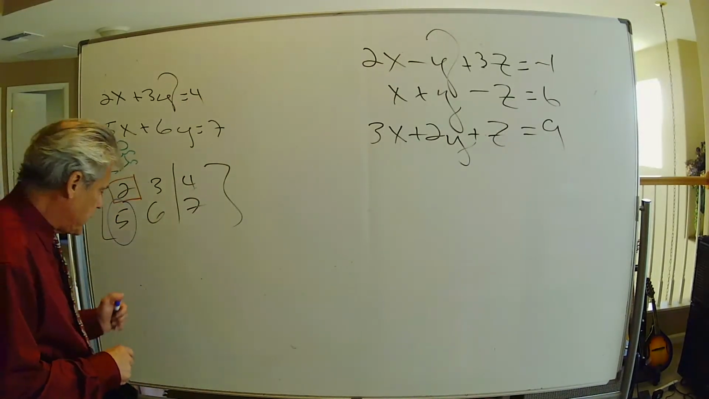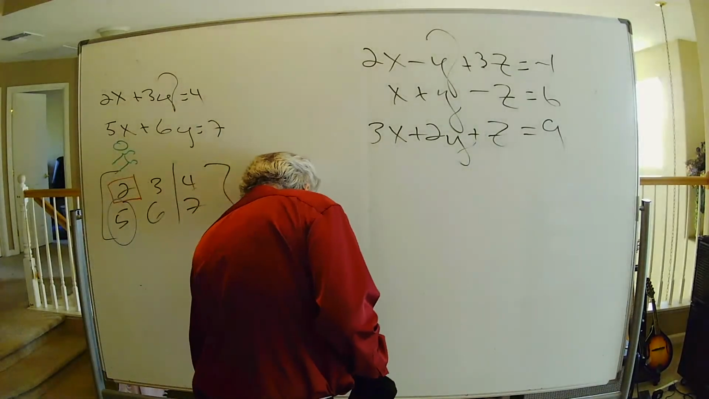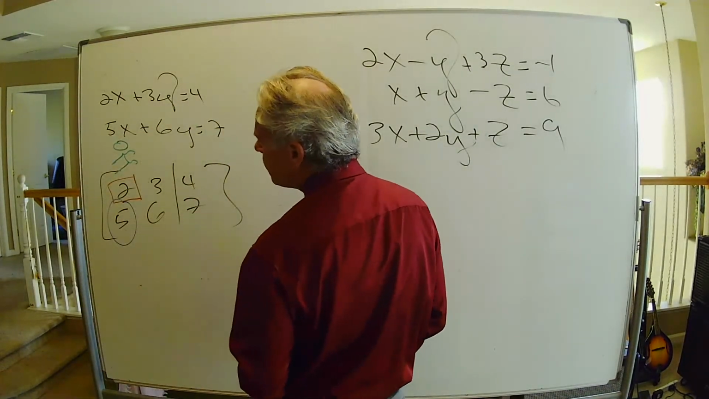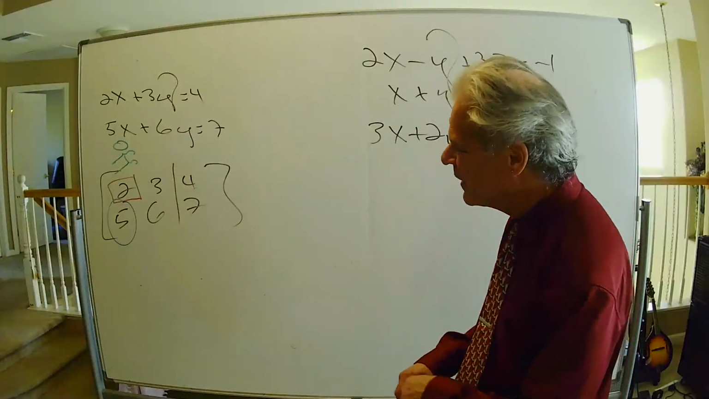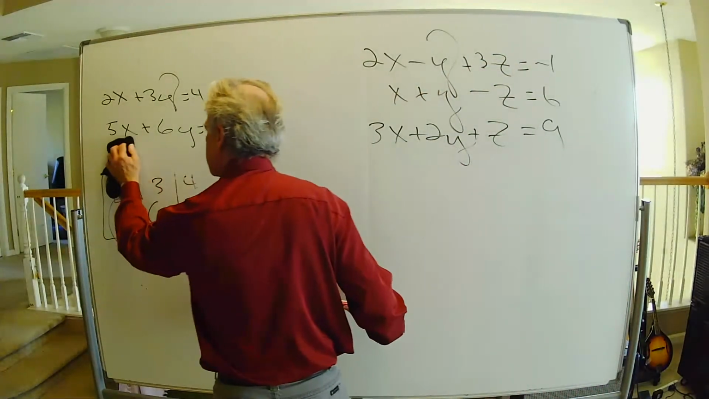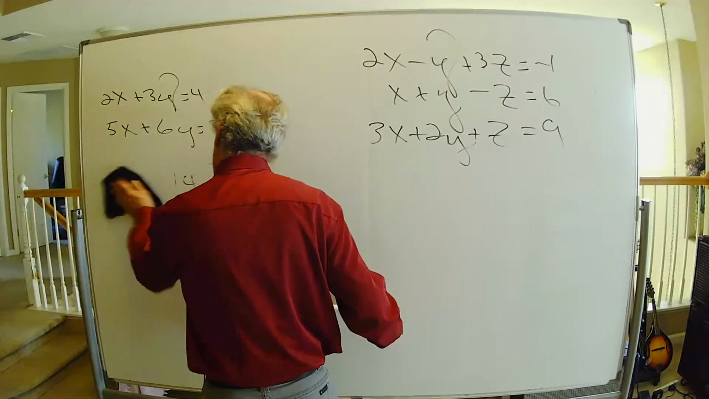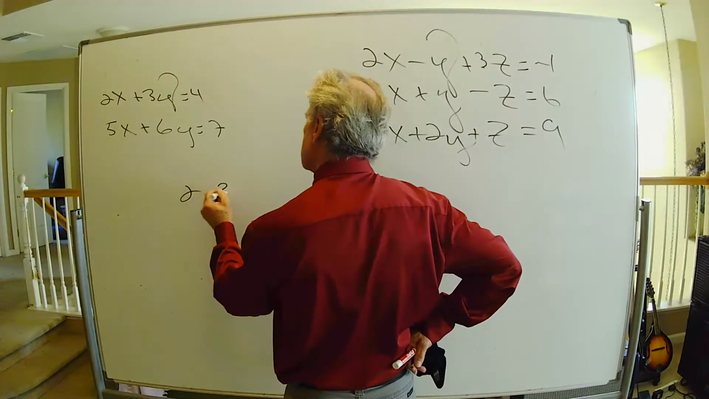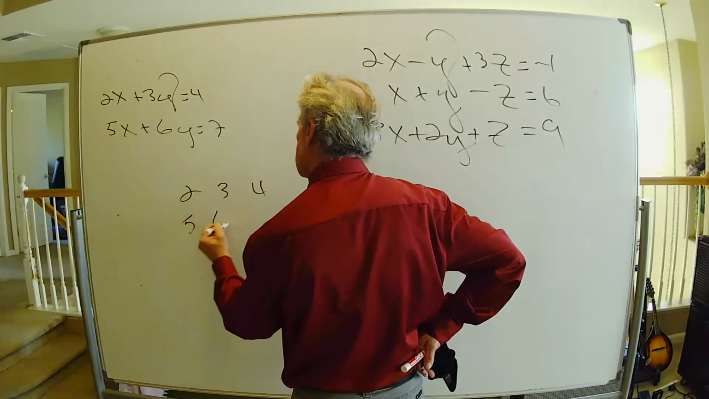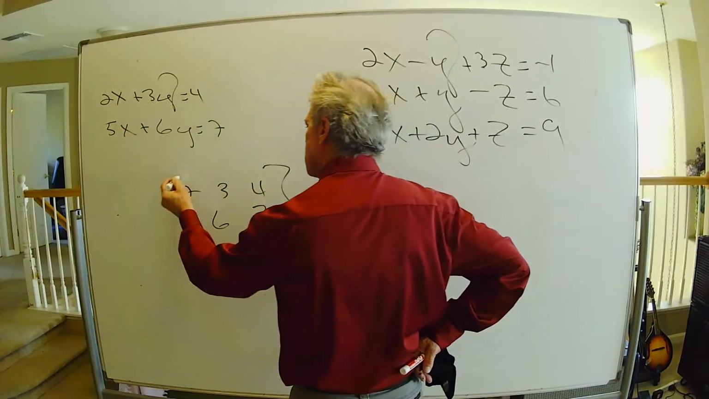Now, to get this first entry, the 2, to be a 1, what I'm going to do is multiply the first row by 1/2. And you know what? Now that it's up on the board, I don't think it's positioned very well. Can I slide this over a little bit? I'm not going to change anything. I just didn't give myself much room. Looks better.